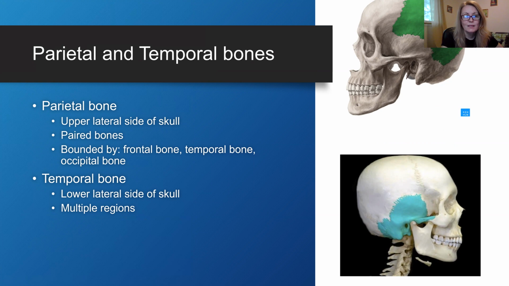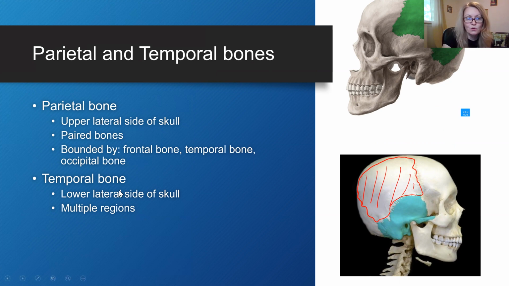That's a parietal bone. It's the upper lateral side of the skull. So it's right here, upper lateral side of the skull. It's a paired bone, and it's bounded by frontal, temporal, and occipital on the back. If you look over here, that shows actually temporal, but here's the parietal. So that's a right parietal bone.